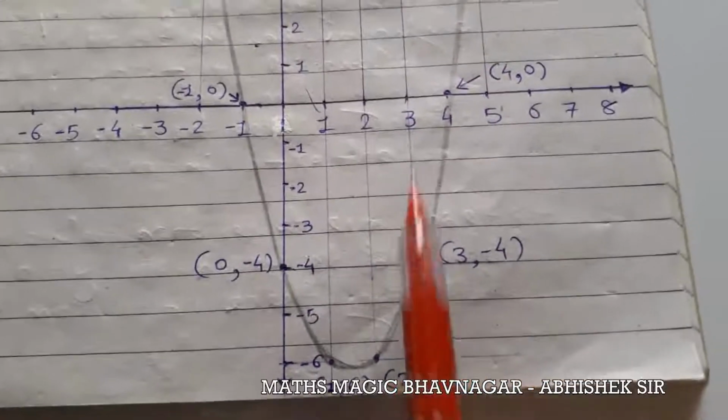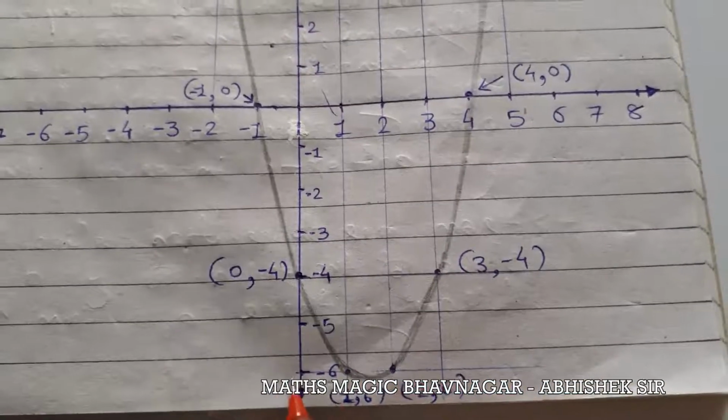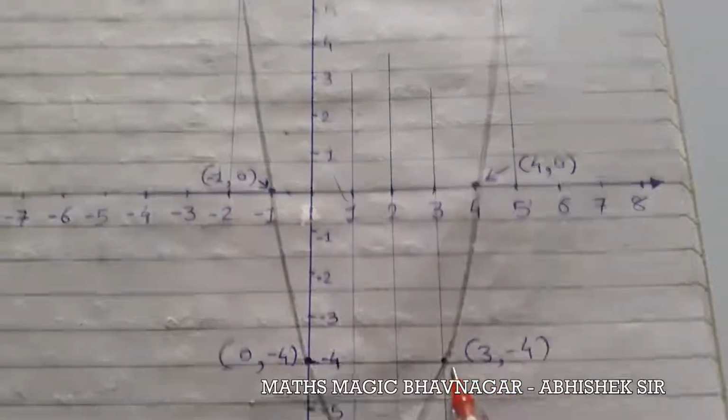For 2 comma minus 6, x-axis 2 and y-axis minus 6. Then 3 comma minus 4.